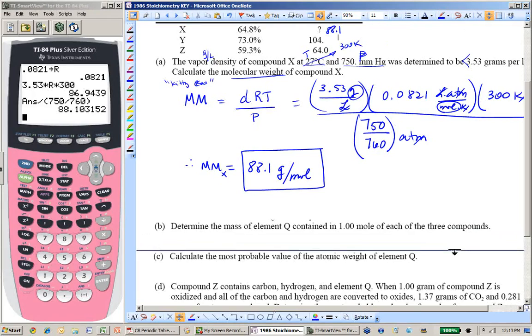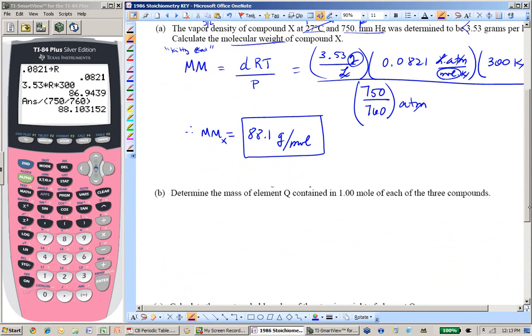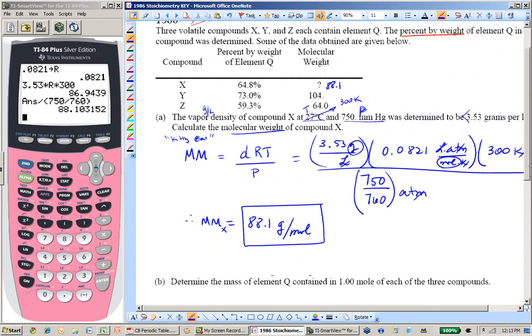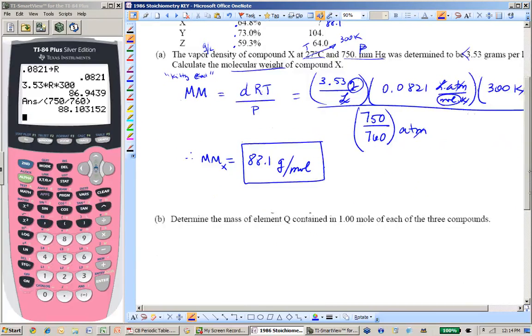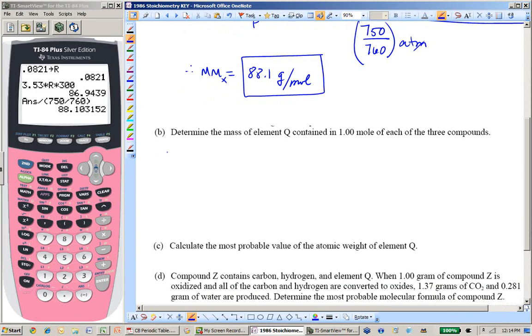So the next thing they want me to do is determine the mass of element Q obtained in 1 mole of each of the 3 compounds. Okay, so if you give me a molar mass and then you give me a percent, I can make all of these into fractions by dividing by the 100, moving the decimal 2 places, and multiply, and I'll get the mass in each one, X, Y, and Z. So for X, it's 0.648 because it was 64.8% times the 88.1 we just found grams per mole, and that's going to give me 57.1 grams. This was times 1 mole, so the moles are going to really flop out of Q.